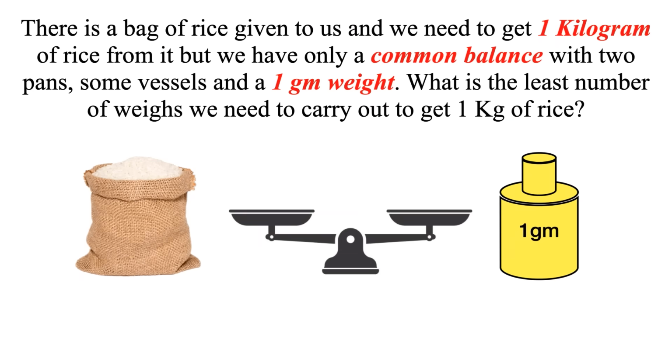There is a bag of rice given to us and we need to get 1 kilogram of rice from it. But we have only a common balance with 2 pans, some vessels and a 1 gram weight. What is the least number of ways we need to carry out to get 1 kg of rice? Pause the video and think about the puzzle. Share your answer in the comment section.